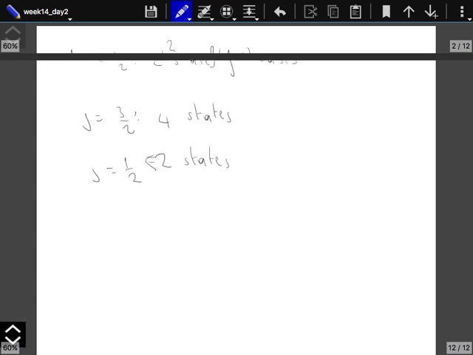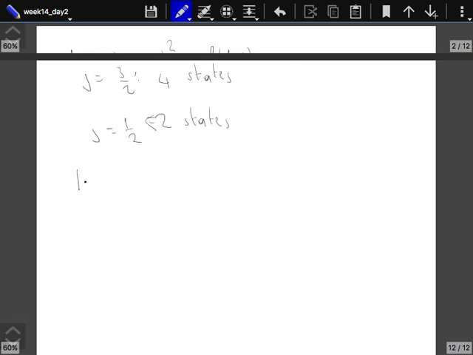Let's work them out. Now let's look at this one: 1, 1/2. This is my LS, MS. This will be LS, J, MJ. So this is LS. Well, the MJ value has to be 3/2.